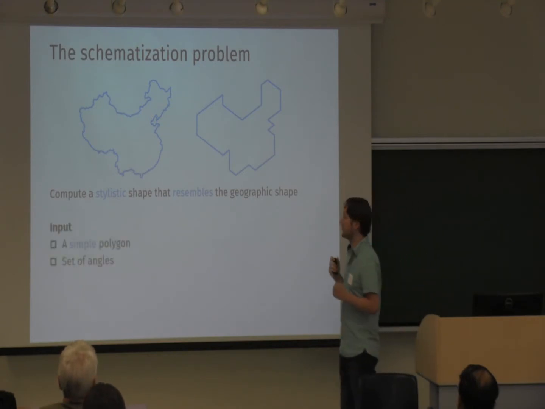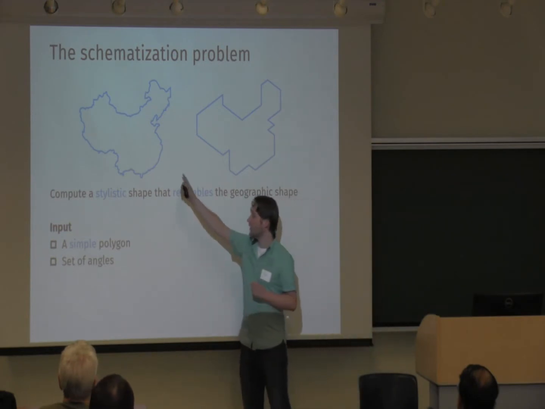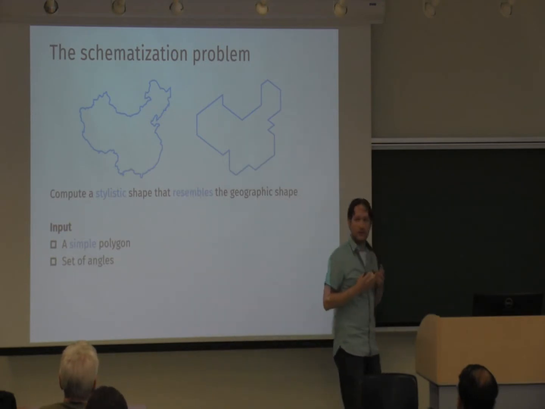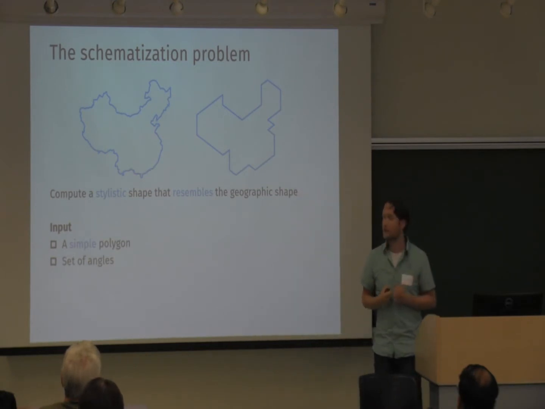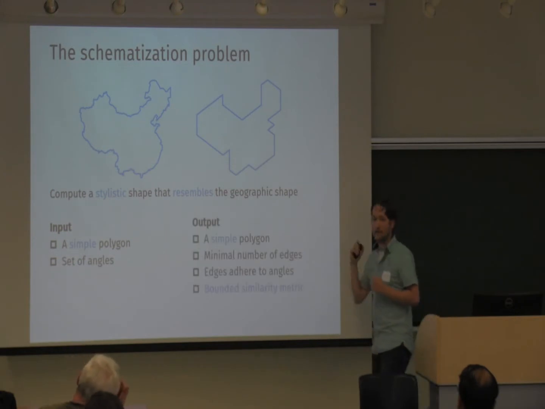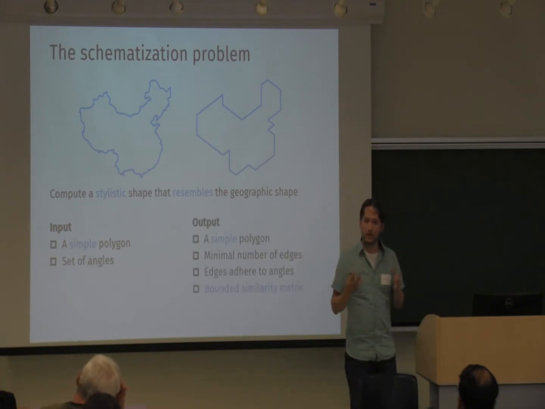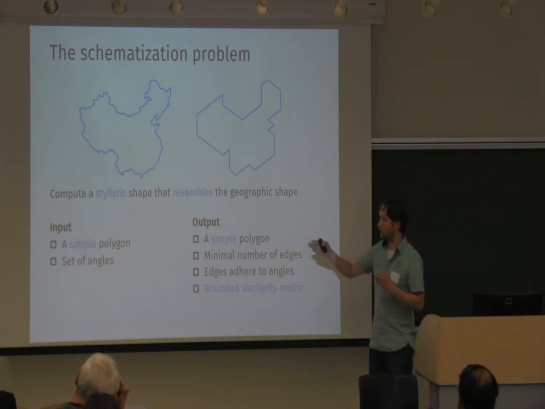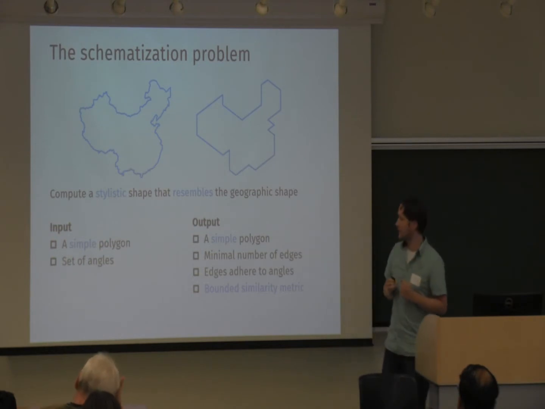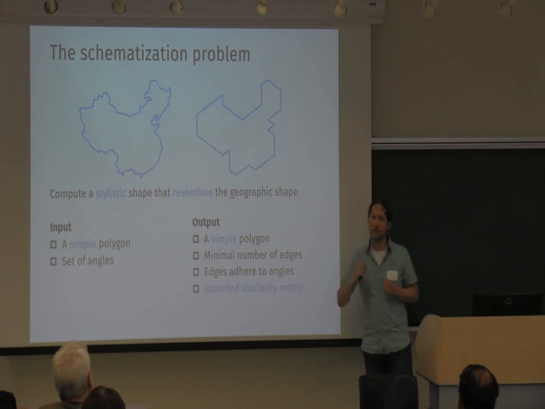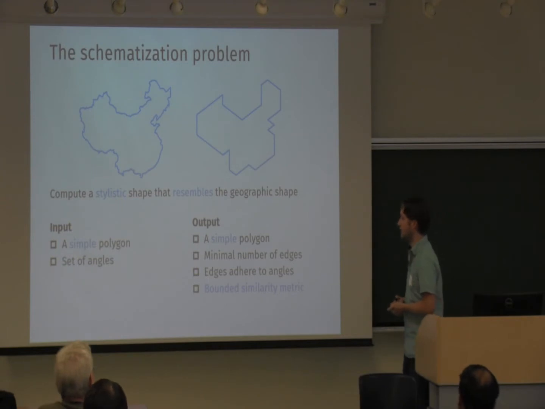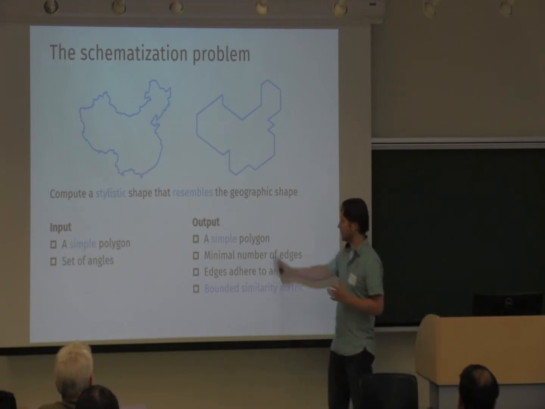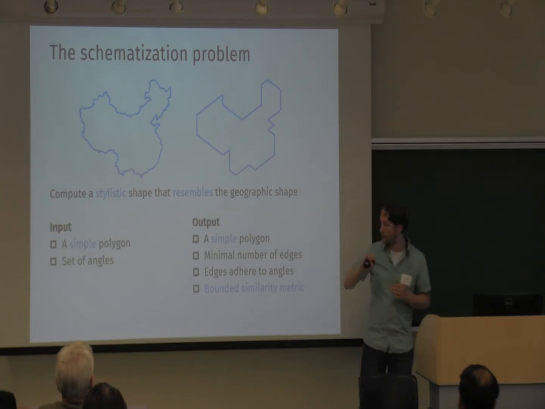Input a simple polygon. Countries don't tend to intersect themselves. So we have simple polygons and a set of angles. And the angles here in this example are multiples of 60 degrees. It's kind of capturing this idea of stylistic. And the output, we want to get a simple polygon. We wanted to use few edges. We want to make sure that all those edges adhere to our set of angles. And we want to make sure that it still looks like the original shape. But it doesn't have to be precise, right? So there's some bound on what we want to achieve there. And actually for this talk, I'm mostly going to be focusing on the simplicity of both input and output and the similarity metric.